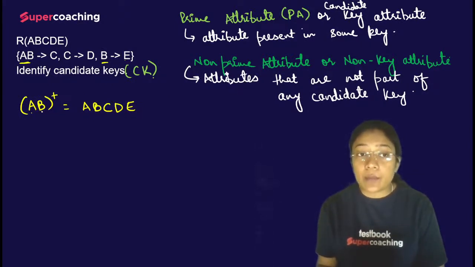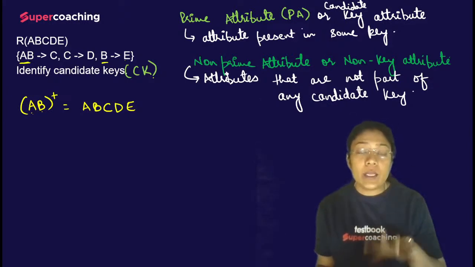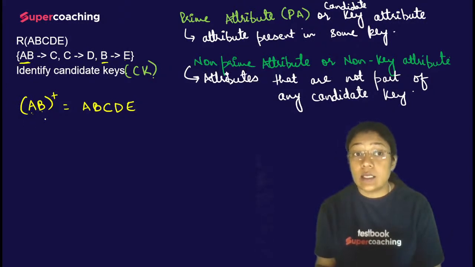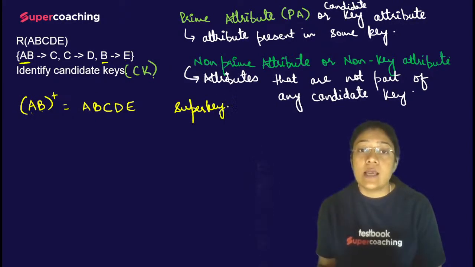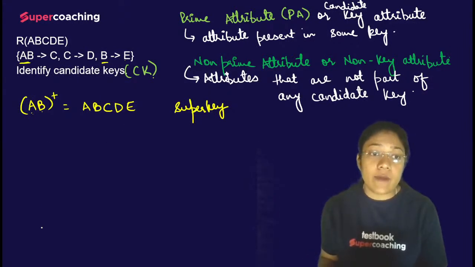because here two attributes are determining all the attributes. So it may be the case that a subset of this super key is also determining all the attributes. So initially I'll be calling this a super key. Now, in order to make sure that this is a candidate key, I'll find out the subset of AB.